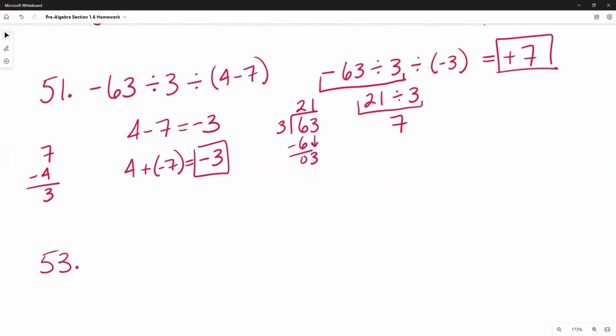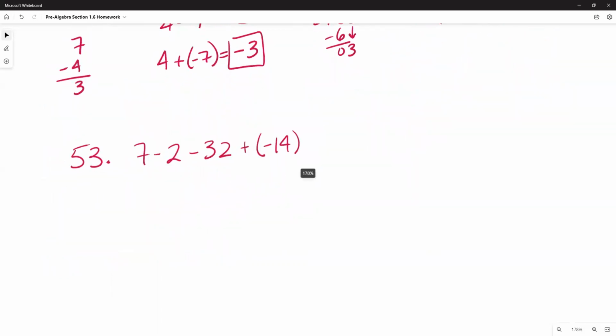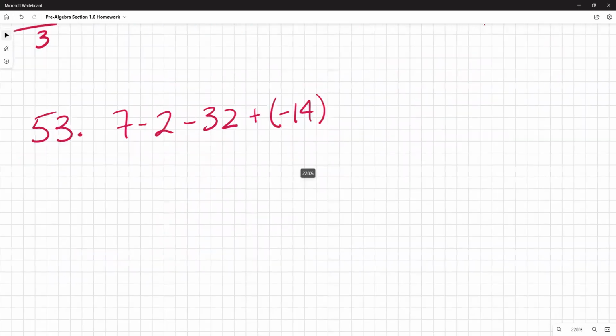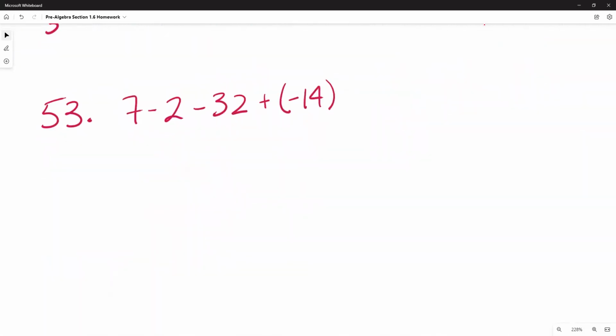So 53 is yours, Zachary. 7 minus 2 minus 32. Isaiah, you writing these down? Are you? I haven't seen you pick up that pencil the whole time. Oh, I got you. You're just ahead. That makes sense. All right.